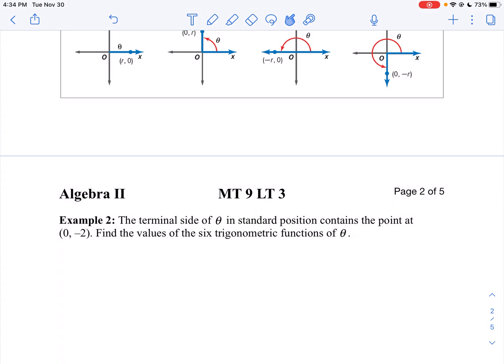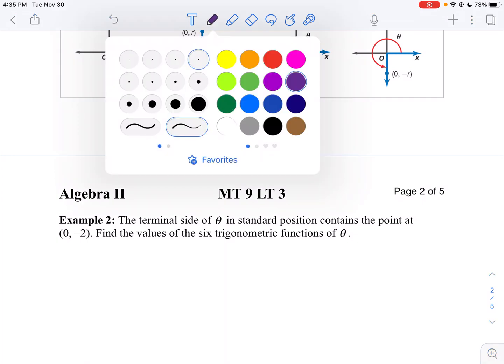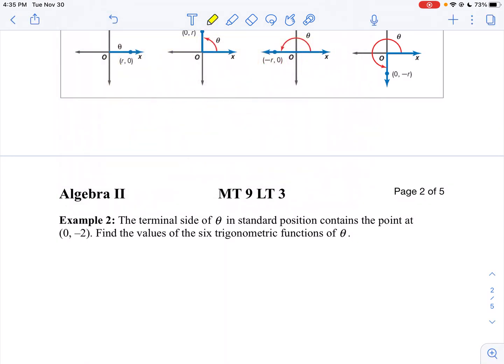It says the terminal side of a theta angle in standard position contains the point 0, negative 2. Find the values of the 6 trig functions. So I've got this point 0, negative 2, so let me graph that out so we can take a look at it.